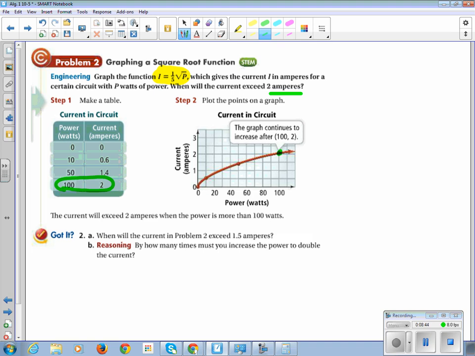So we're going to do that problem. When will the current in problem 2 exceed 1.5 amperes? So we look at these values here. And we realize that 1.5 is in between 1.4 and 2. And that means our x values are going to be between 50 and 100. So let's make another t-chart.